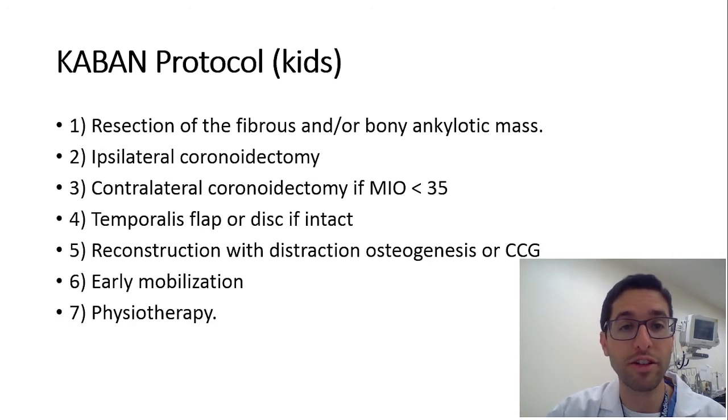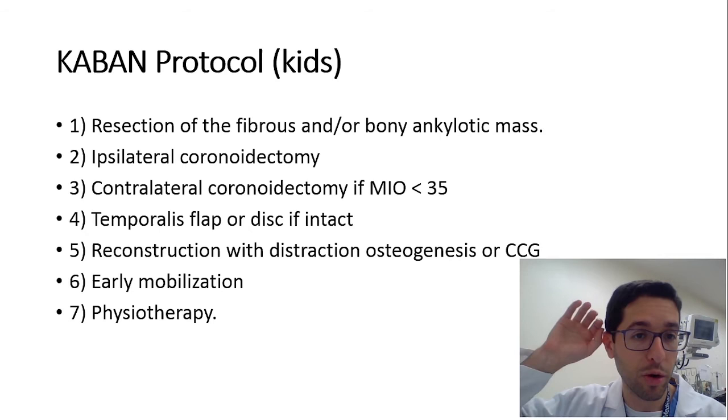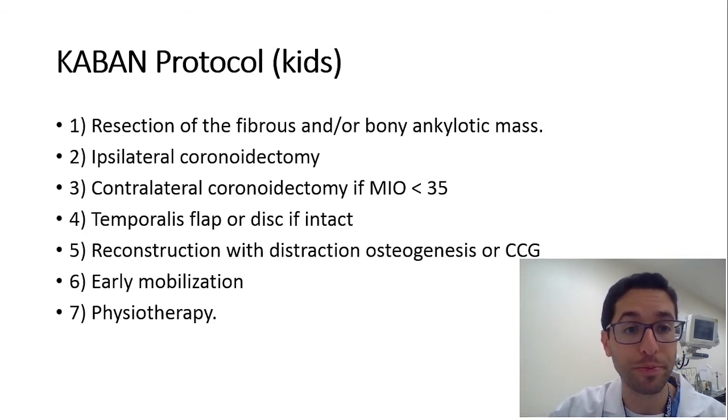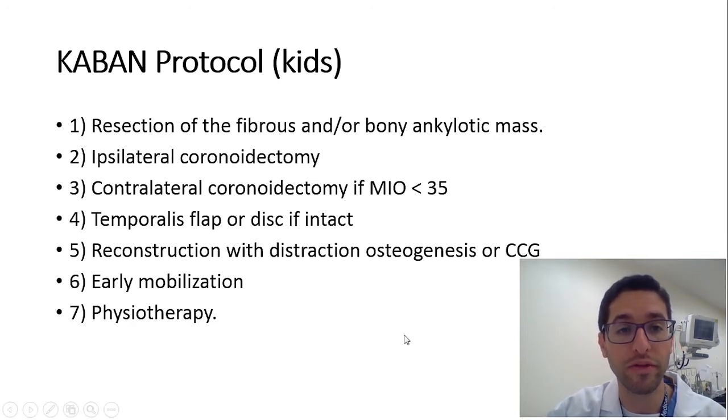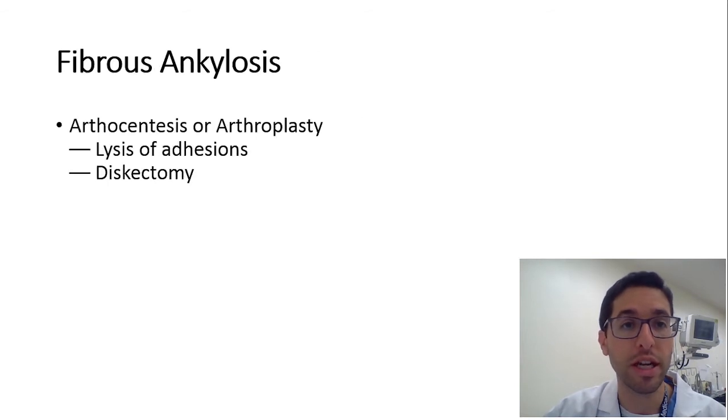So if the disc is intact, you just replace the disc. If the disc is not intact, then you need a temporalis flap. You need something to interpose where the disc used to be. So you do a temporalis flap where basically you rotate the temporalis down. And then in terms of reconstructive options, for kids you're thinking of things like distraction osteogenesis or a costochondral graft. In part 2 we're going to talk a little bit more detail about what those involve. And then very key, step 6 is early mobilization, and 7 physiotherapy. And that's the KABAN protocol for how to treat patients with trismus.